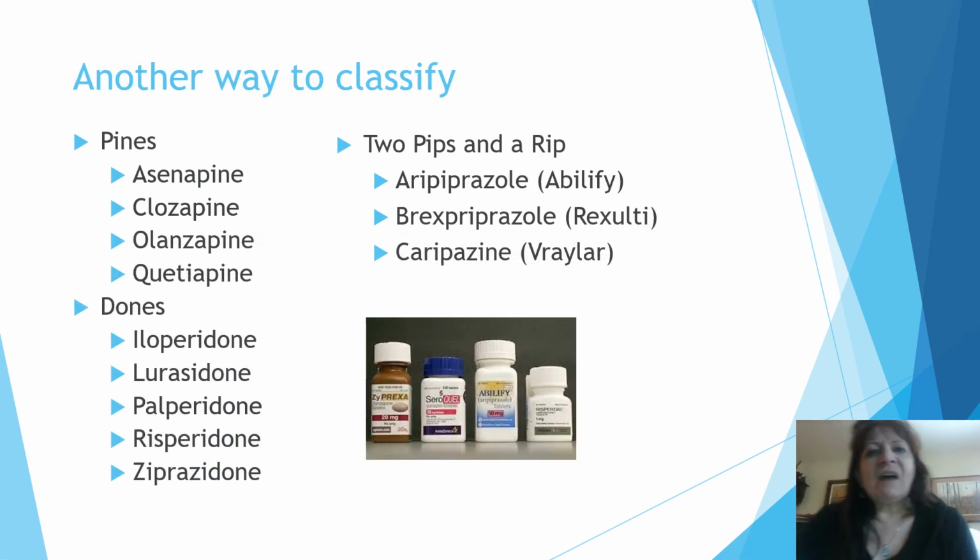Another way to classify the second generation antipsychotics comes from Dr. Stephen Stahl, and he has broken them down into the peens, the downs, and 2 pips and a rip. In general, the peens are much more sedating, and there tends to be more weight gain with this group. The downs need to be taken with food, and the 2 pips and a rip tend to be more activating, especially in comparison to the peens.